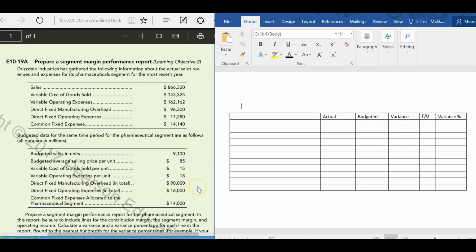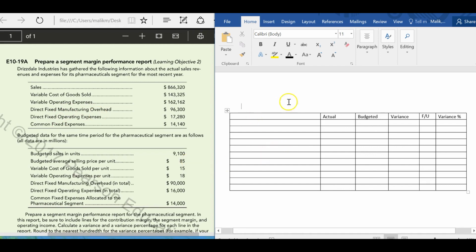Now for a segment margin income statement, one important thing you have to separate is your common fixed expense. Remember, common fixed expense is assigned centrally by top management, and a specific segment cannot control this common fixed expense. So when we evaluate the performance of a specific segment, we will not just look at their operating income, rather we will also check their segment margin. That means their income before subtracting this common fixed expense. So let's try to do that.